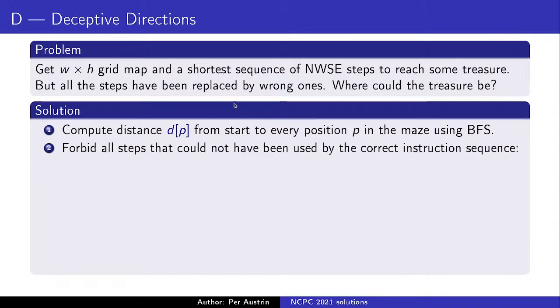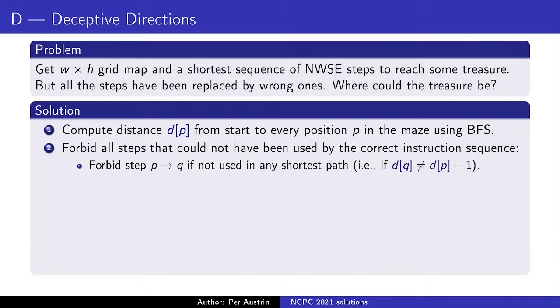Then we want to forbid all of the steps that could not possibly have been used by the correct instruction sequence. If we think about this as a graph, there are different steps you can take, or edges in this graph, corresponding to different steps. So first, we forbid taking a step from P to Q, if going from P to Q is not something you would ever do in a shortest path. And the condition for this is that the distance to Q is not equal to the distance of P plus 1.